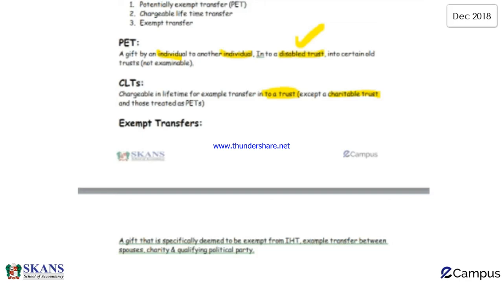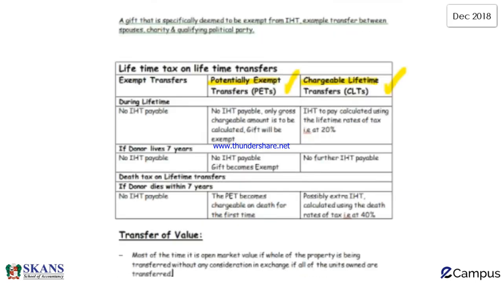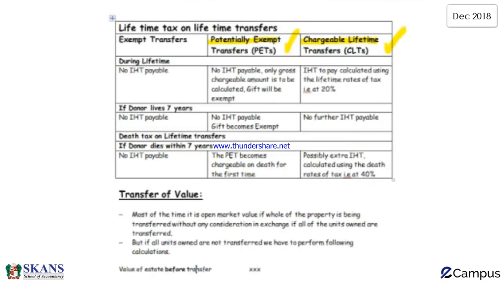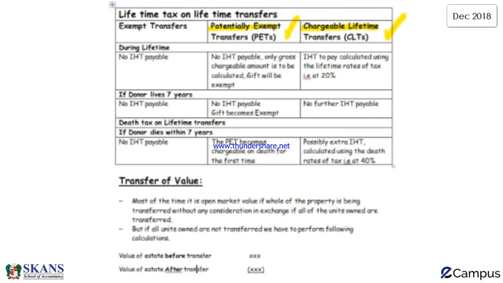The rest, if it is a transfer to a discretionary trust, an interest in possession trust, or a relevant property trust, we will consider chargeable lifetime transfers. If you want to know the treatment for these transfers, let's have a look at this table now for the treatment.